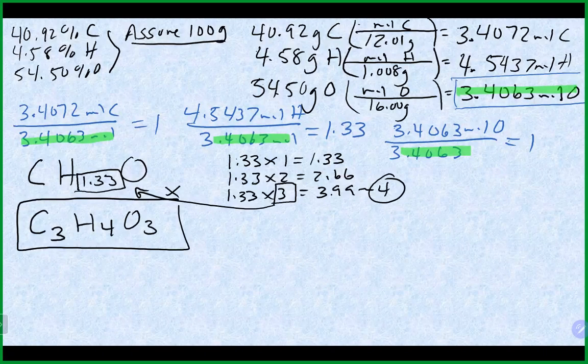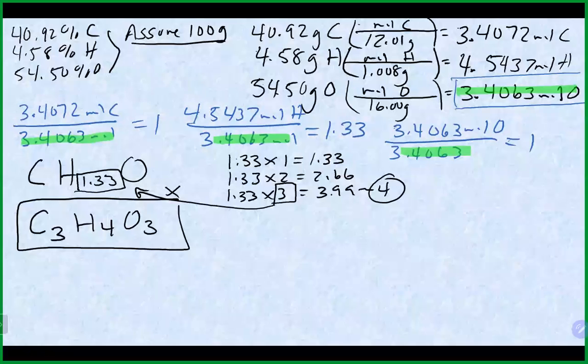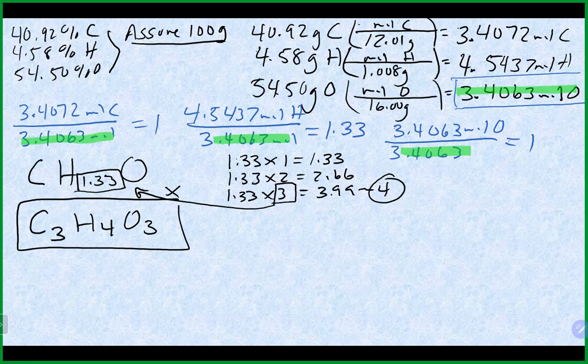Any questions on that? So once again, the steps are what you see here. Get it into grams, grams to moles, divide by the smallest. Again, if you hit whole numbers at that point, you're done. Put a box around it. If you do not, then you need to figure out a factor to multiply everybody by. Any questions on any of those steps there?